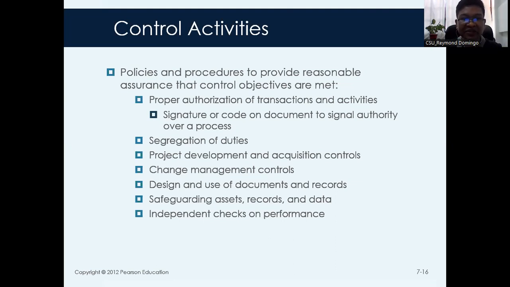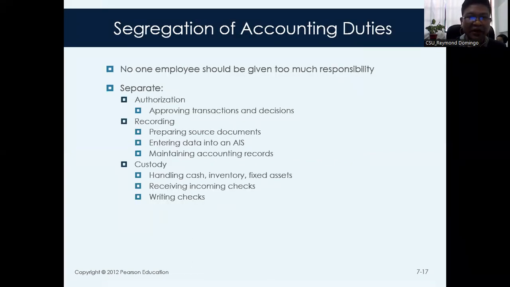Okay, so example nito, we have the proper authorization of transactions and activities, signature or code on document to signal authority over process. Okay, segregation of duties, andyan yung project development and acquisition control, change management controls, design and use of documents and records, safeguarding assets, control over data, and the independent check on performance. Okay? So, tignan natin yung segregation of accounting duties. Okay? No one employee should be given too much responsibility.